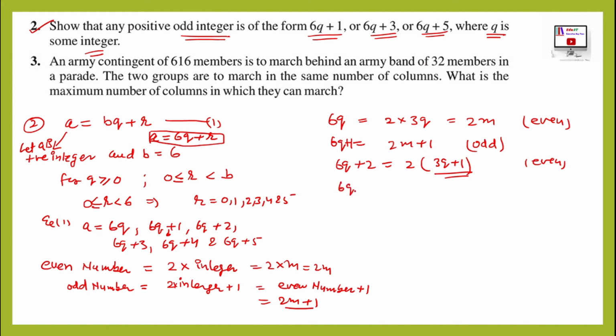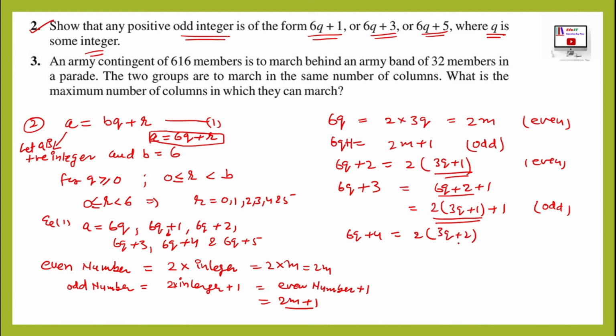And 6q plus 3. So इसको हम इस तरीके से लिख सकते हैं 6q plus 2 plus 1. So it is equal to 2 कॉमन ले लेते हैं फर्स्ट 2 टर्म्स में, so 3q plus 1 plus 1. So definitely this will be even number, and plus 1 will be odd number. So now 6q plus 4. So it is 2 कॉमन लेने से 3q plus 2. So 2 multiplied by some integer. So it is even number.